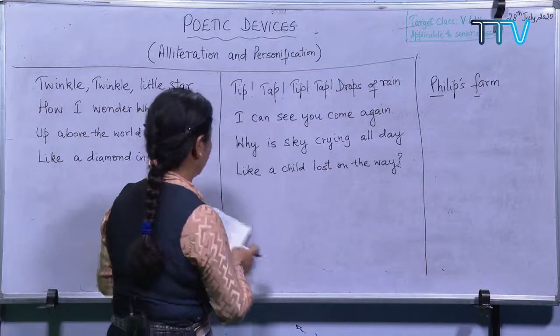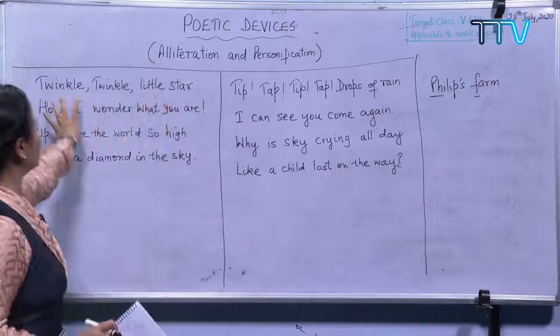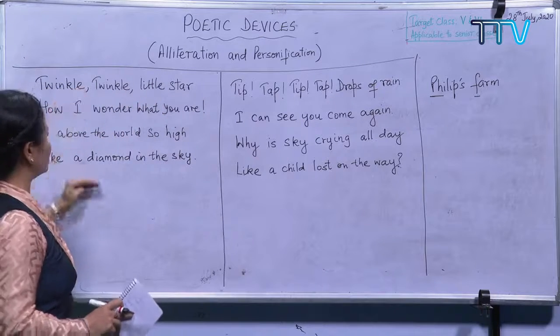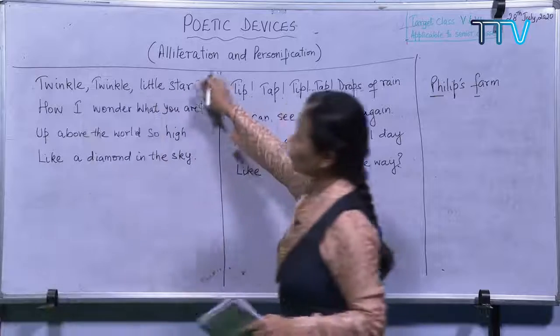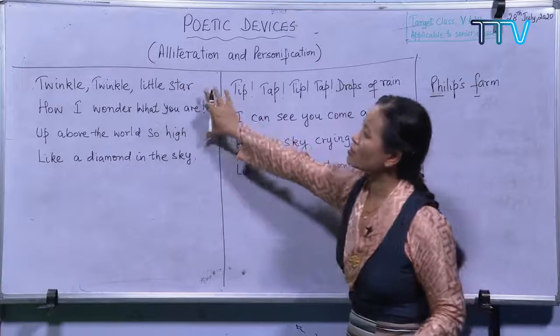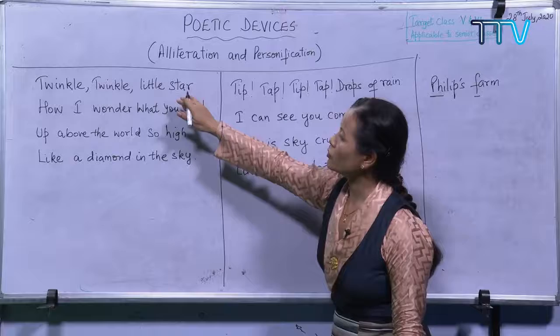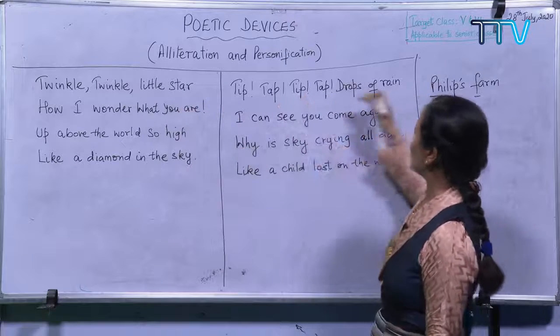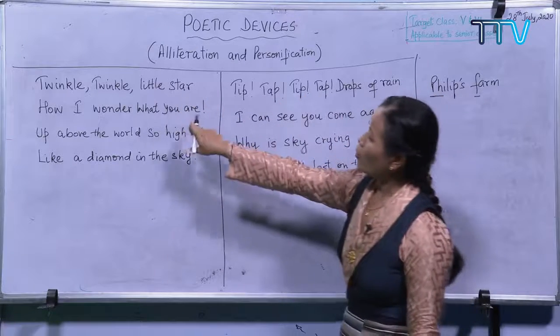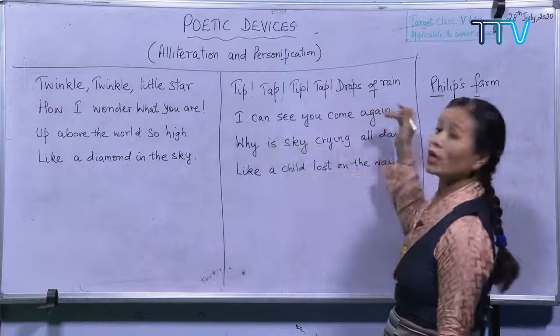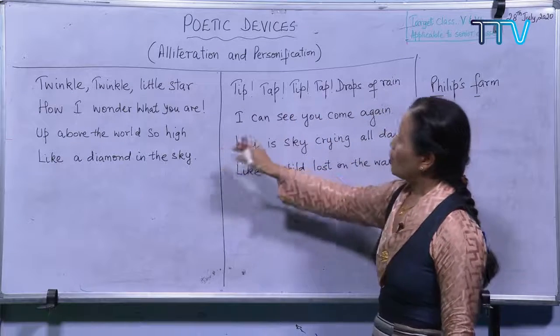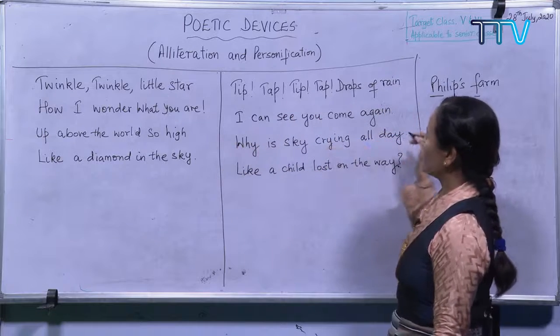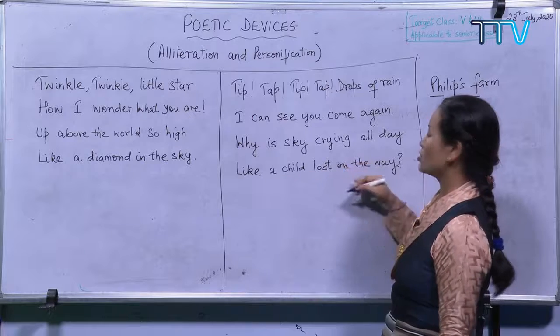lost on the way? Okay, so if we follow this, see, this is the mentor text. I'm using this one and I'm trying to follow the beat, the rhythm of this rhyme. Okay, twinkle twinkle little star, so tip tap, drops of rain. How I wonder what you are saying. I can see you come again. Why is sky crying all day like a child lost on the way?